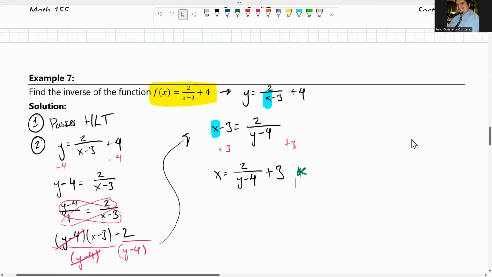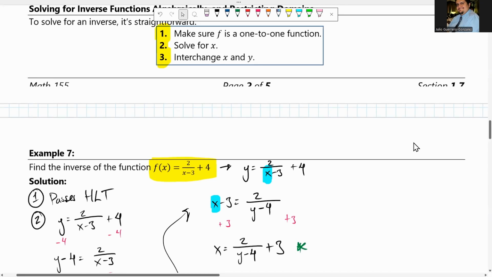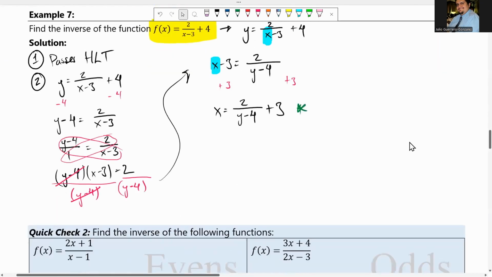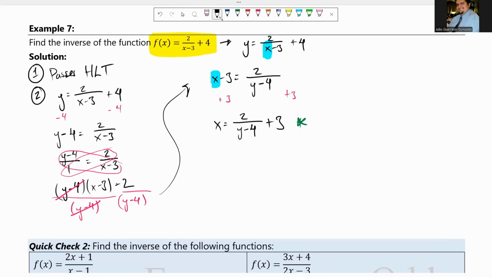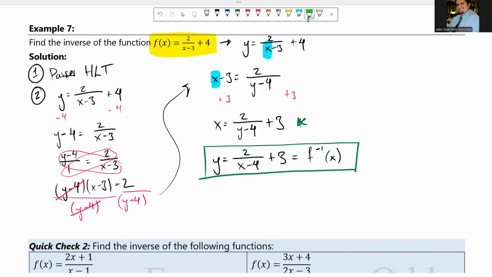Now, let's scroll back up really quick. Step 3 is interchange x and y once you're done with 2. So we can grab these two things, the x and the y, and just flip them. So 2 over x minus 4 plus 3. And this right here is my f inverse. We are done.